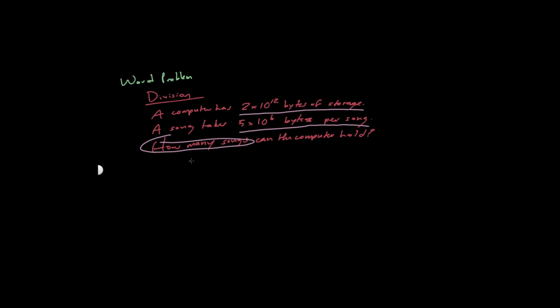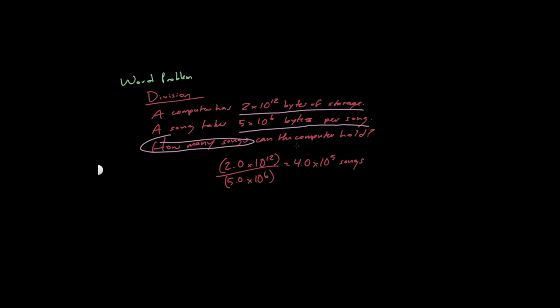So to do that, you're going to divide. Let's divide the 2, we'll call it 2.0 times 10 to the 12th, divided by 5.0, or you could just write 5, doesn't matter. Once you divide those out, you're going to get 4 times 10 to the 5th songs. You could type that into the calculator if you don't want to do it by hand. I probably wouldn't want to do it by hand.